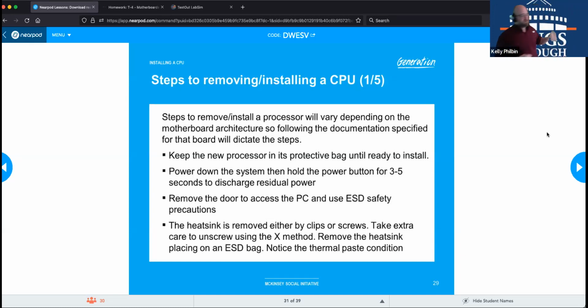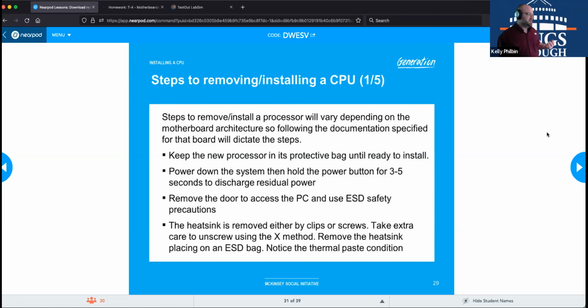So from here, power down the system, unplug it, press and hold that power button 3 to 5 seconds to discharge residual power. Once it is unplugged and everything's been unhooked from it, go ahead and remove the door to access the PC and use your ESD safety precautions, be it a strap, gloves, or mat. From there, you should be able to see the heatsink, and it is either removed by clips or screws.